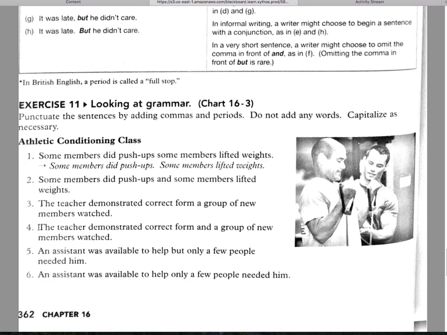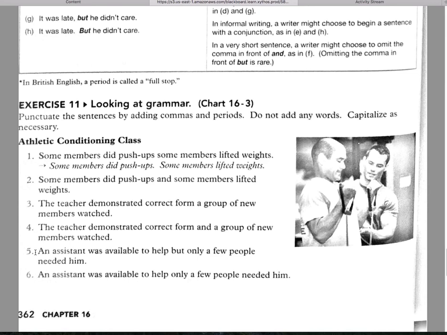Number 4. The teacher demonstrated correct form and a group of new members watched. So here, you would say the teacher demonstrated correct form, comma, and a group of new members watched. Okay? This is a little bit longer than number 2. So I would definitely use the comma here before the conjunction and.